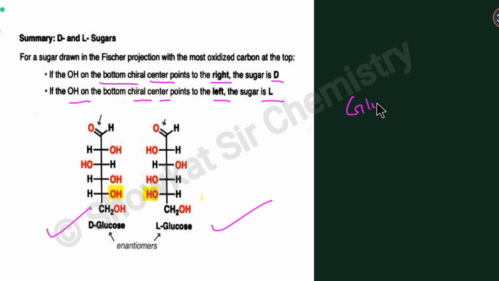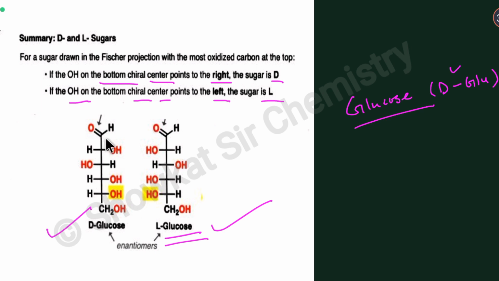The glucose which we actually take from the market is D glucose, right? Now, this D glucose is the only glucose which will provide energy in your body, not the L glucose. So this is very important. D glucose provides energy in our body, but not the L one. So that's why these stereoisomers are very important.